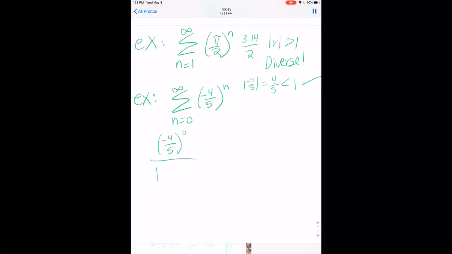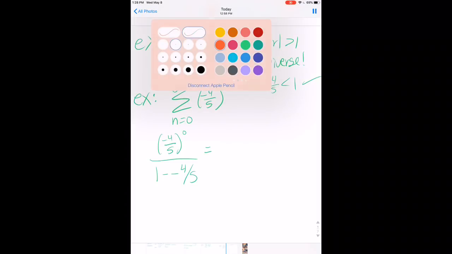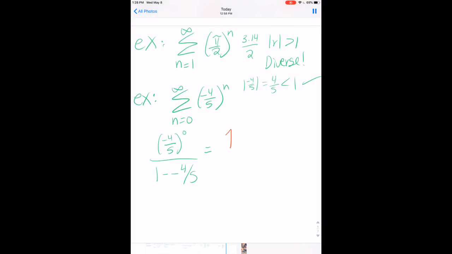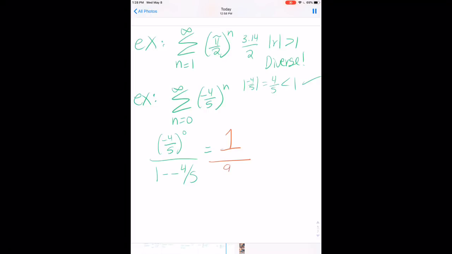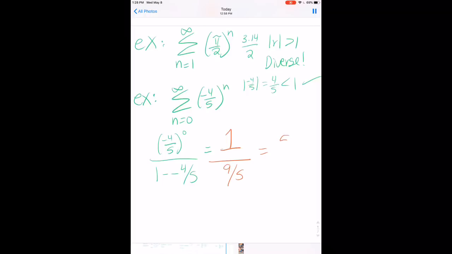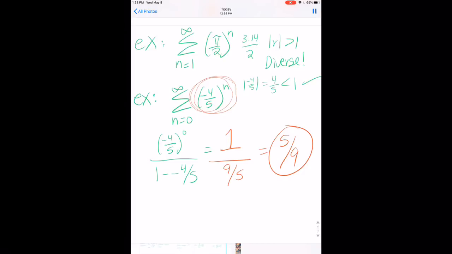Then you do 1 minus the rate, which is negative 4 over 5. On the top, anything to the 0 power is 1, not 0. Be careful. I feel like someone out there is thinking that it's 0. So I put a 1, and it's 1 plus 4 over 5, which is 9 over 5. And then you flip it, so I get 5 over 9. So the sum of this infinite series right there is 5 over 9. And just remember, that only works if the absolute value of r is less than 1. Otherwise, it diverges.